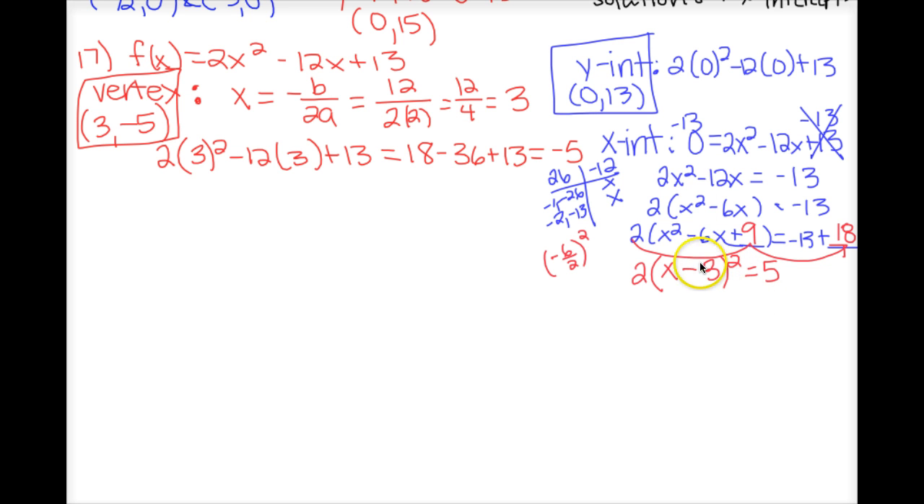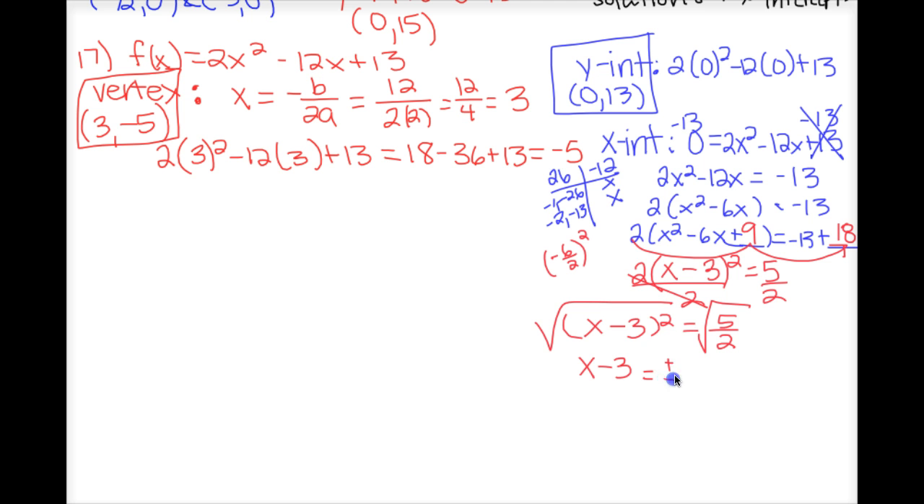I can solve first by dividing by 2. Those cancel, so I've got x minus 3 squared equals 5 over 2, and then taking the square root on both sides. So when I take the square root there, I've got x minus 3 equals plus or minus square root of 5 over the square root of 2.